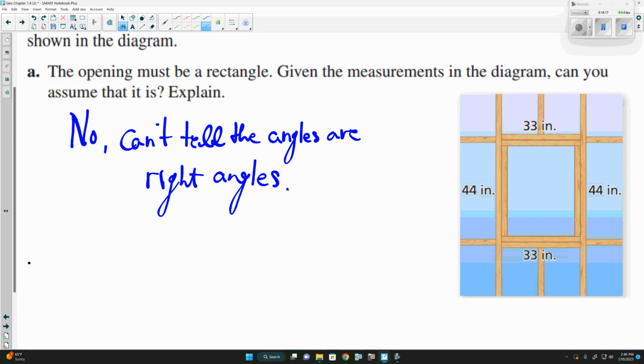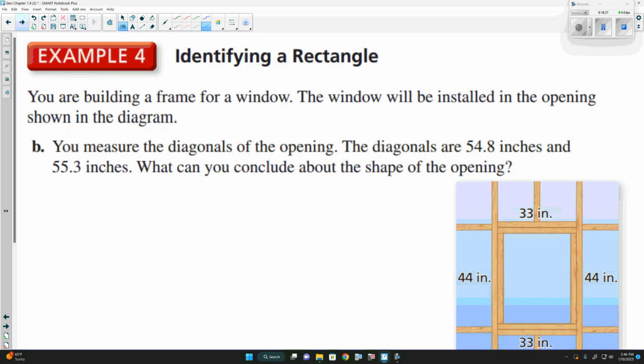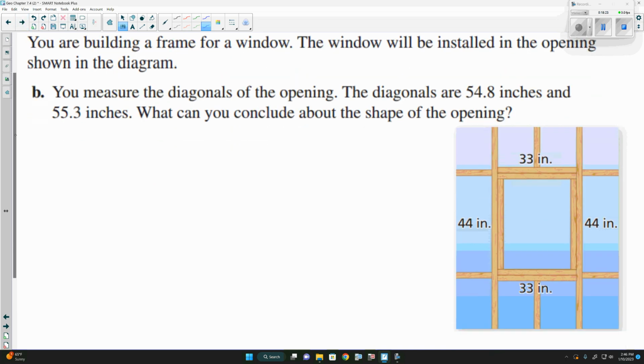Questions on this so far? Because we're going to have a few more questions about this window. Now, same window. You measure the diagonals of the opening. The diagonals are 54.8 inches and 55.3 inches. What can we conclude about this opening?